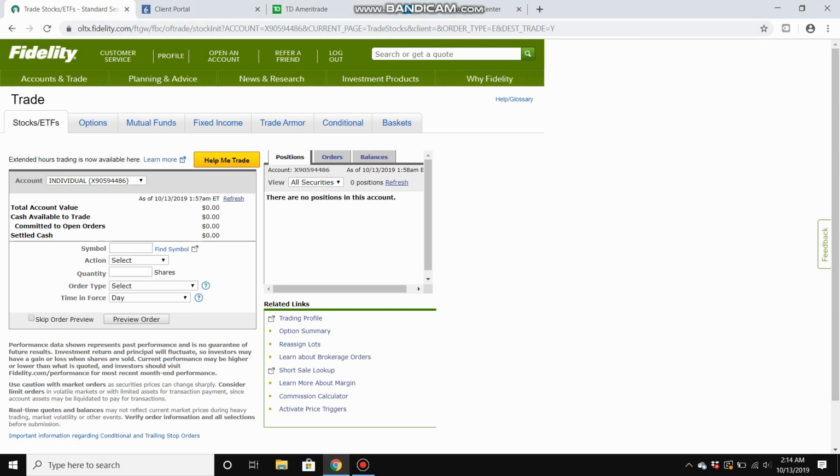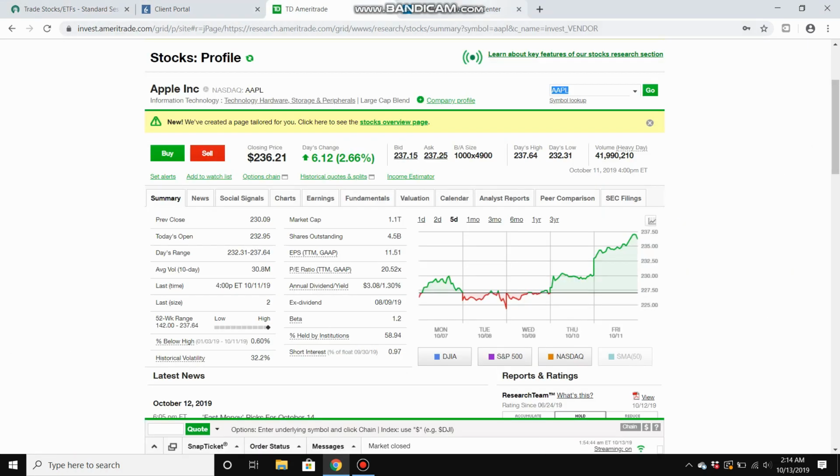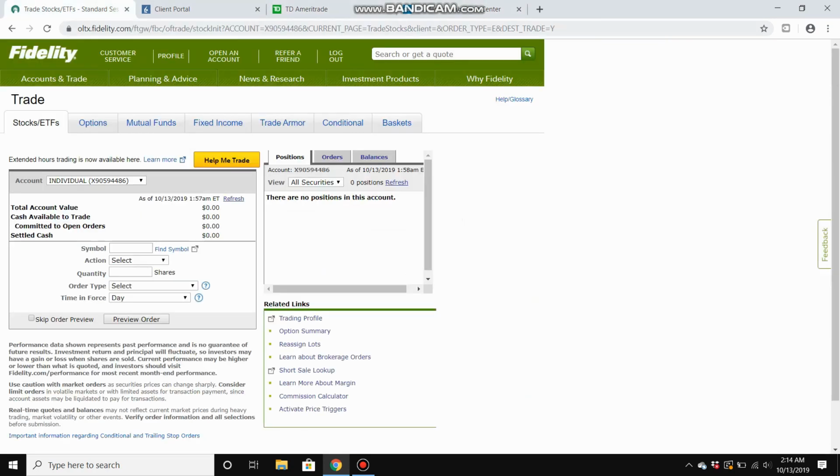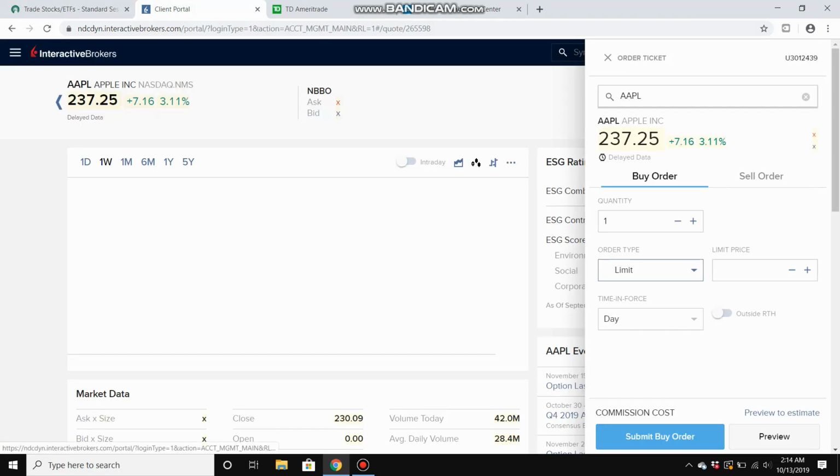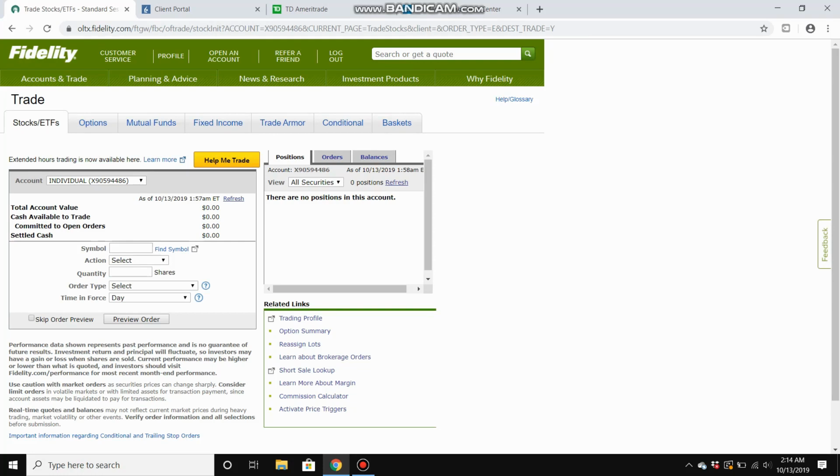You got Fidelity, Interactive Brokers, TD Ameritrade, Charles Schwab. There's a lot of brokers online that you could choose from. They all essentially do the same thing, but they don't all offer the same. Like Interactive Brokers, for example, if you wanted to buy futures, you can on Interactive Brokers, but on Fidelity you can't.